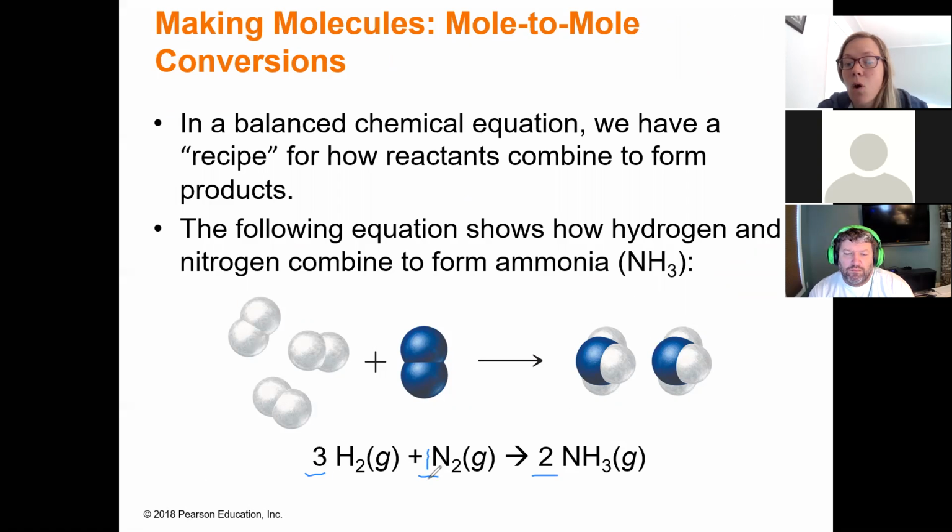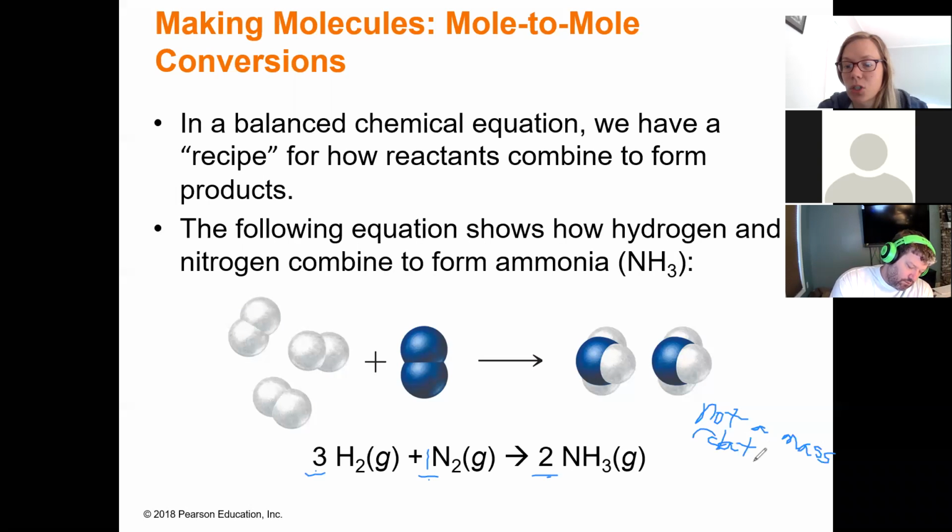Now, this is not a mass relationship, okay? Not a mass relationship. So this isn't 3 grams of hydrogen will produce 2 grams of ammonia. No. It is, once again, a mole relationship.